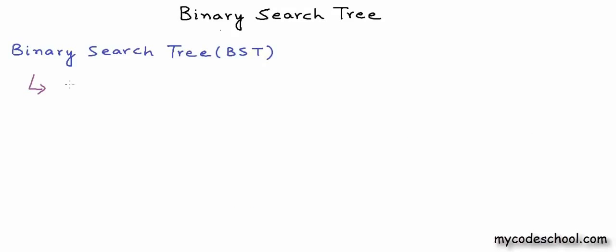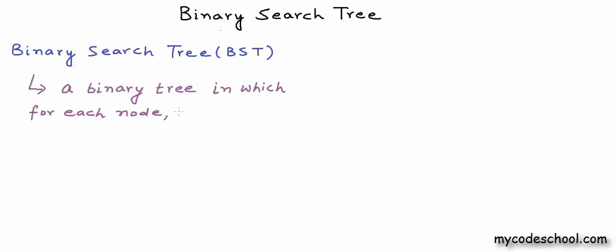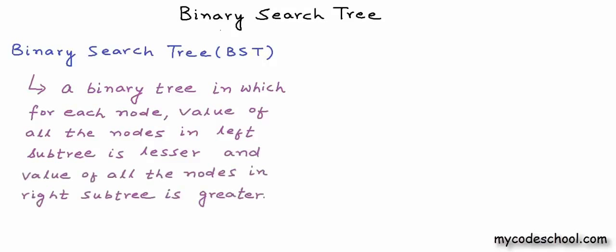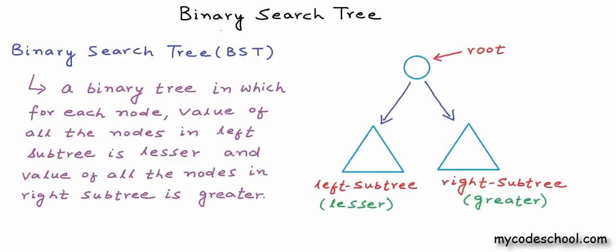A binary search tree is a binary tree in which, for each node, the value of all the nodes in the left subtree is lesser and the value of all the nodes in the right subtree is greater. I have drawn a binary tree as a recursive structure here. As we know, in a binary tree, each node can have at most 2 children.